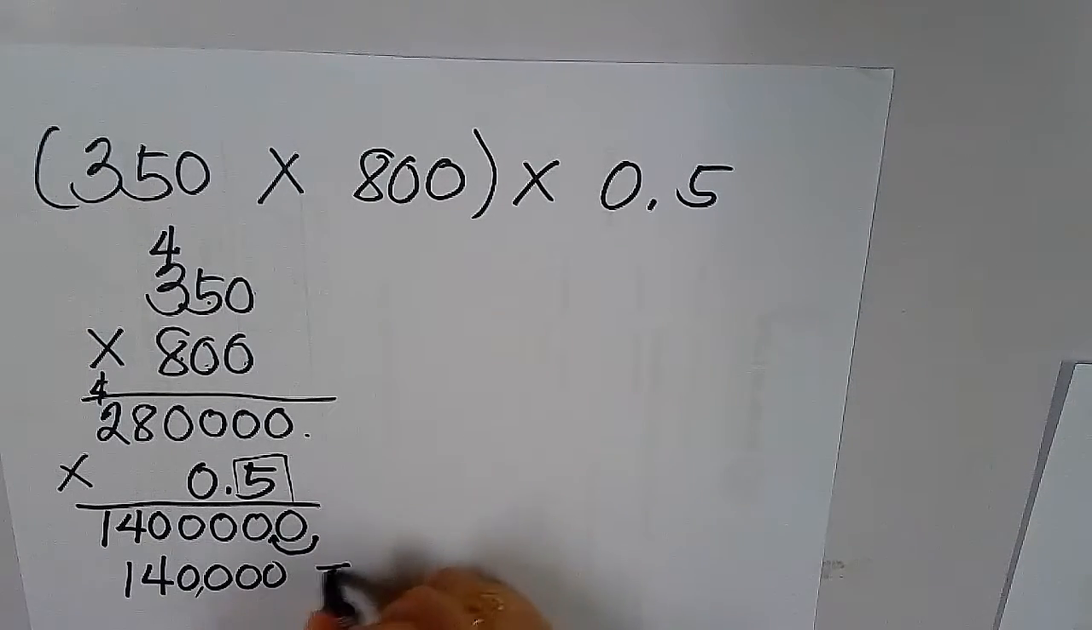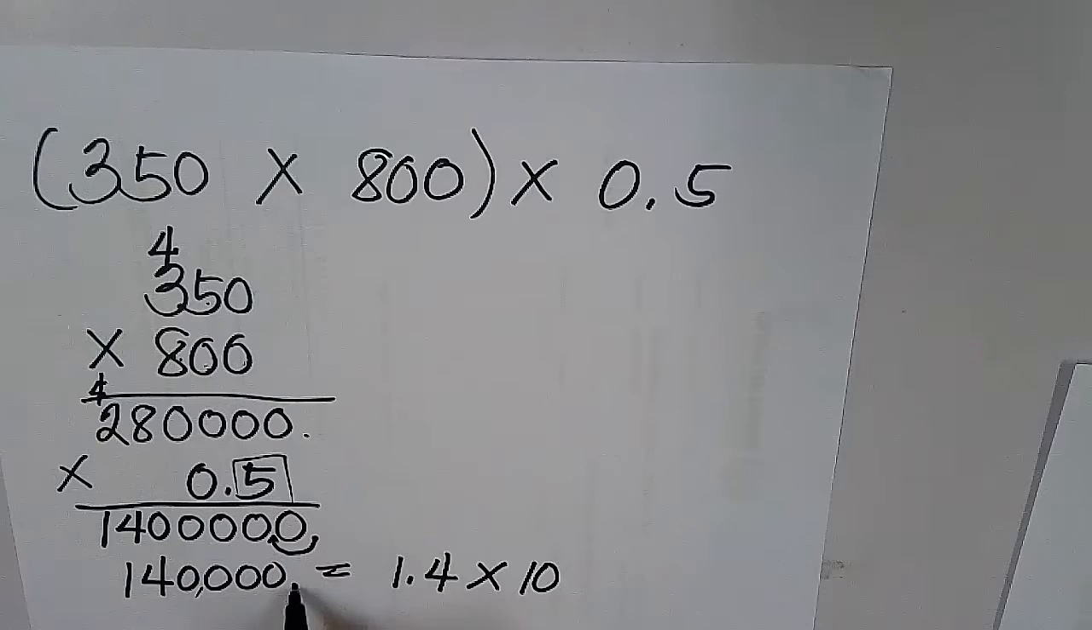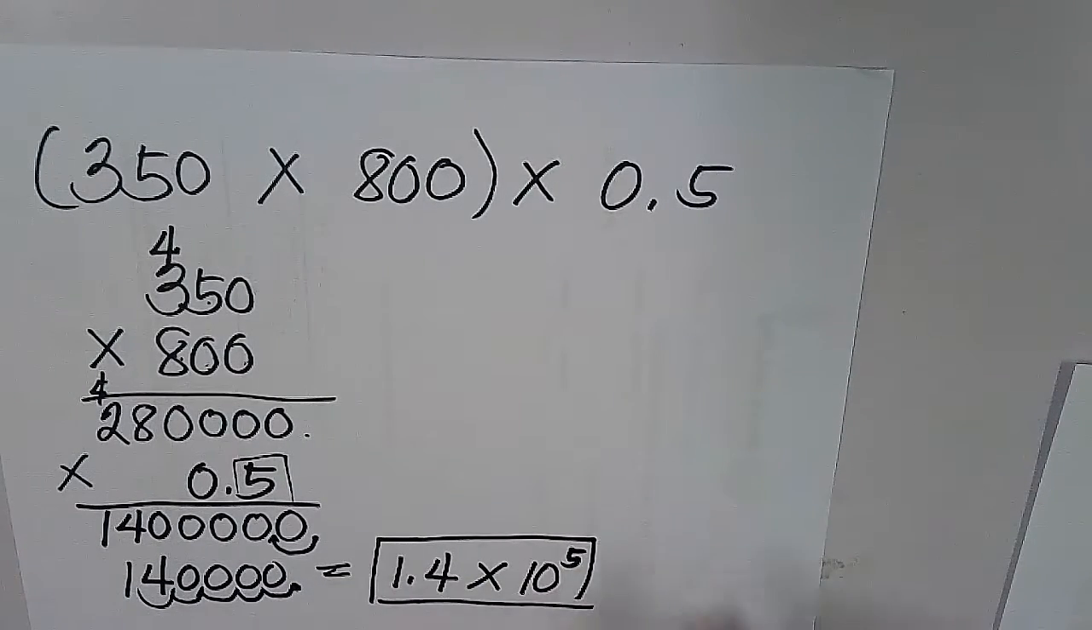If we are going to convert this to scientific notation, so 1.4, tignan nga natin kung ilang places yung minove niya. From the right. So, 1, 2, 3, 4, 5. So, 5. Okay? 5 ang kanyang minove from this one, from the starting point, papunta dito. Okay? And this one is the answer.